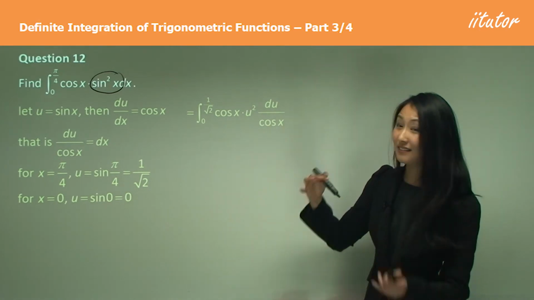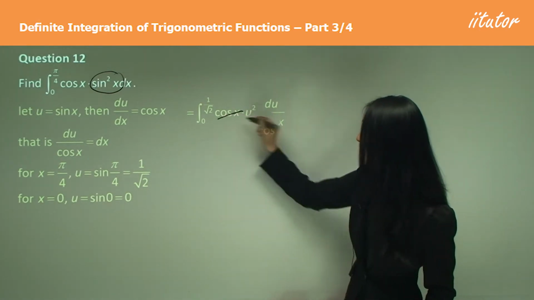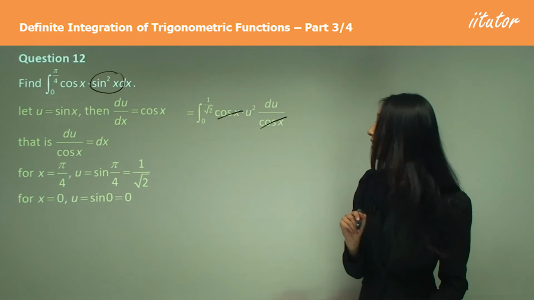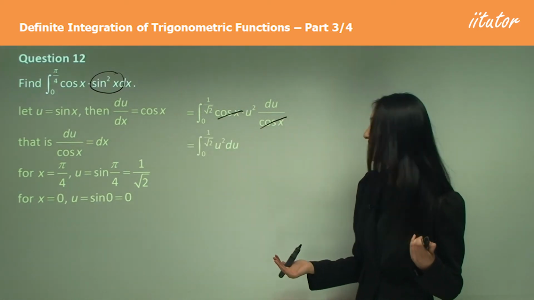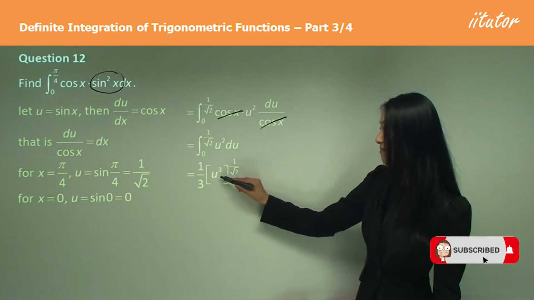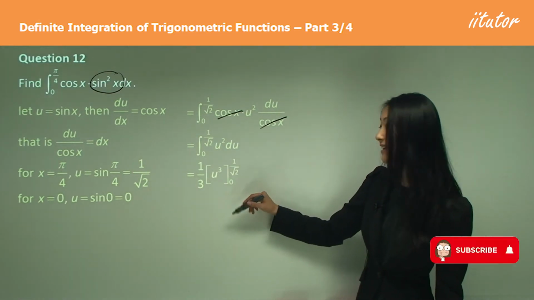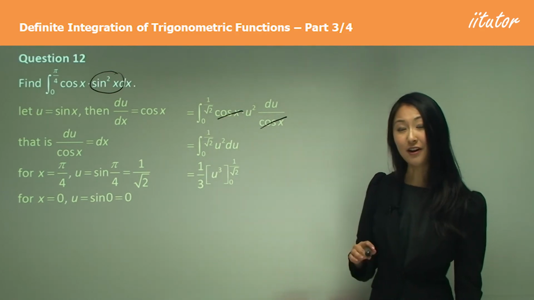All right, now we cancel. That just cancels with that, okay? And that just leaves me with this. Nice and easy to integrate. So it's going to be u to the power of 3 on 3. I can just take the 1/3 out the front.